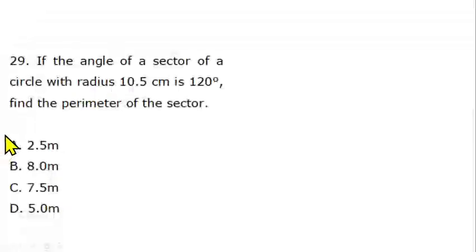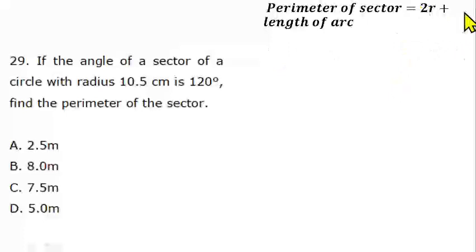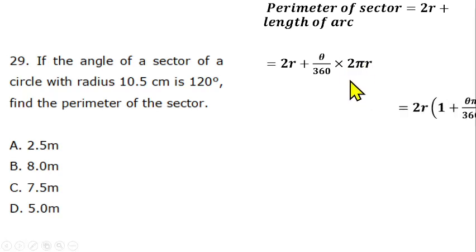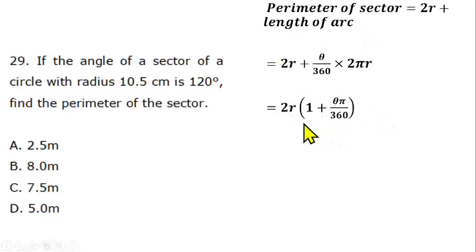Question number 29 is from plane mensuration, in this case sector. If the angle of a sector of a circle with a radius of 10.5 centimeter is 120 degrees, find the perimeter of the sector. So the perimeter of the sector is the two radii plus the length of the arc. So the radii is 2r plus the length of an arc. Length of an arc is theta over 360 times 2 pi r. So from there, I think 2r is common here, so you can factorize 2r to make your work easier. 2r into 1 plus theta pi over 360.